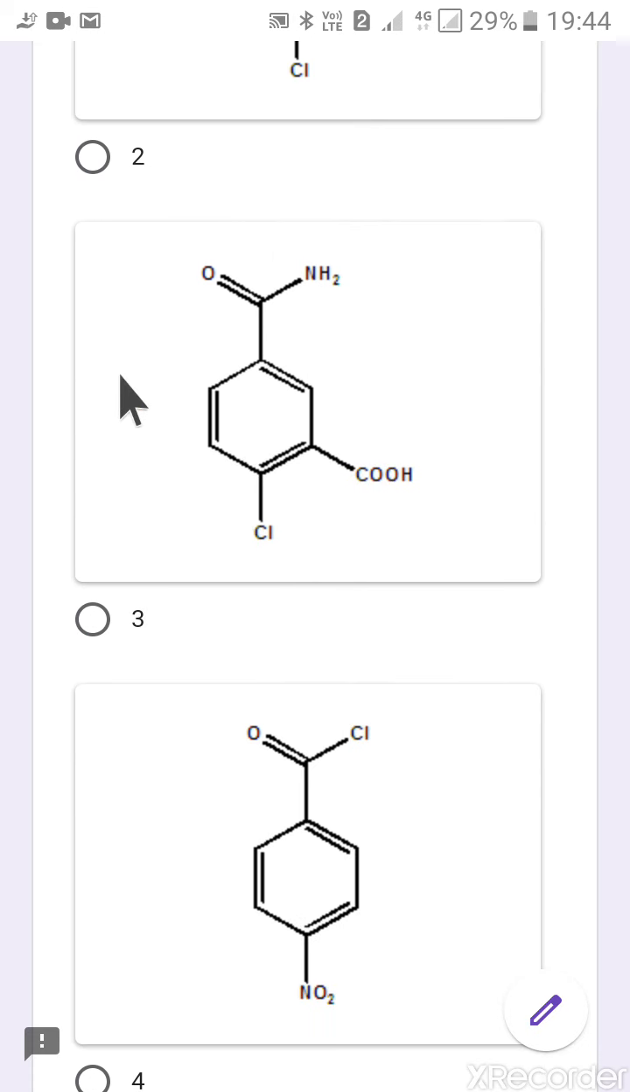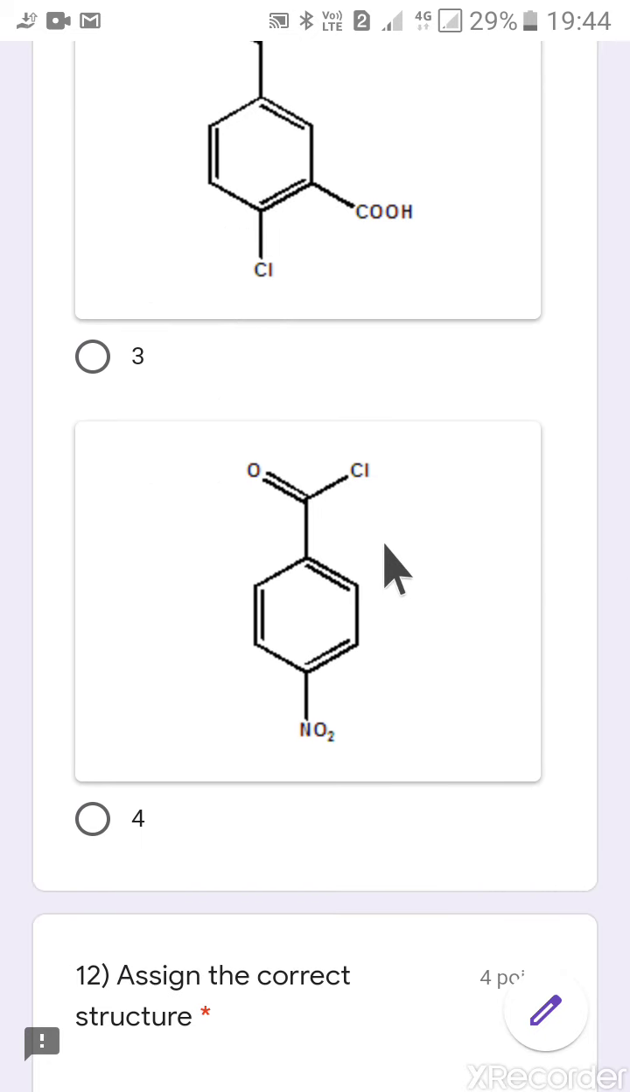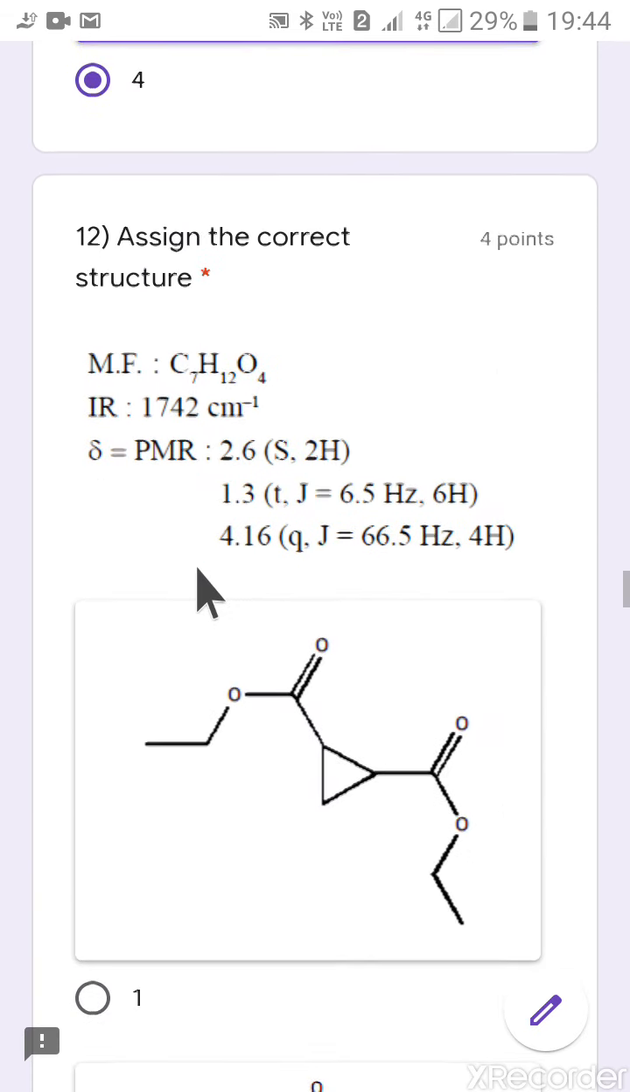The next option is not a para-disubstituted benzene ring and doesn't have a COCl functional group, so this is also ruled out. In the last option we have COCl, NO2 and a para-disubstituted benzene ring. So we can go for the fourth option. The correct option is option number 4. Now let's go for the next problem.